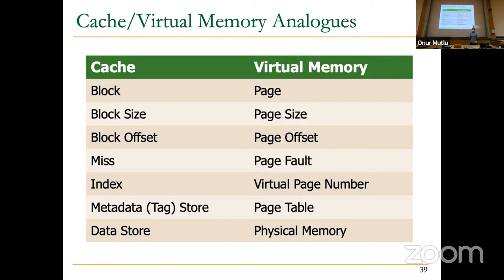Who handles it? Is it the hardware or the software? Again, cooperatively. Cooperatively is the right answer. But some systems have a lot more hardware built into it, like x86 systems, than some others. Indexing into the cache is done in virtual memory using the virtual page number. And the metadata store, the tag store, is really the page table in virtual memory, because it stores the metadata to figure out whether what you need is in physical memory or not. And then the data store is really the physical memory in this particular case. So it's a beautiful analogy.